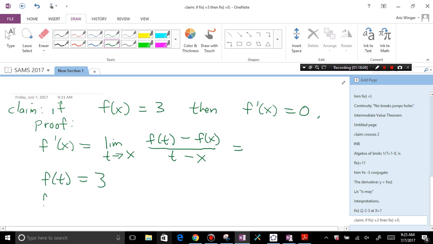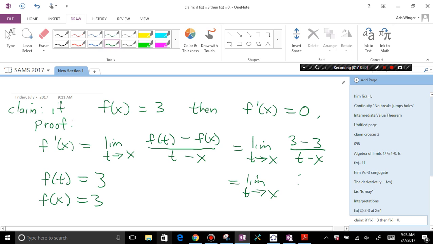3. F of x? 3. This is equal to the limit as t tends to x of 3 minus 3 over t minus x, which is equal to the limit as t goes to x of 0 over t minus x, which certainly is 0. That's the proof.